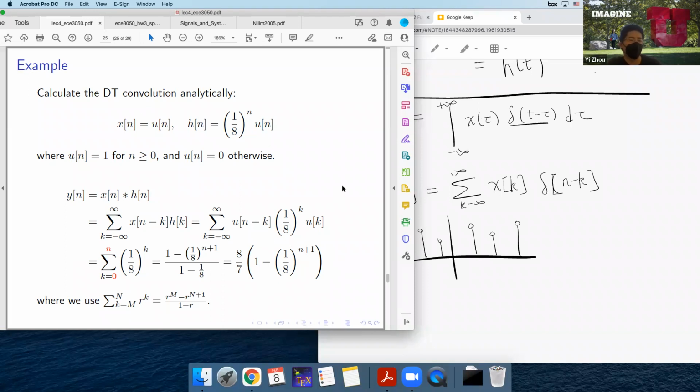discrete time signal. So you can see that most likely, if you want to calculate discrete convolutions, you have to deal with, in many cases, a finite or even infinite summation series. And that's where you need to utilize this summation formula for the geometric series.